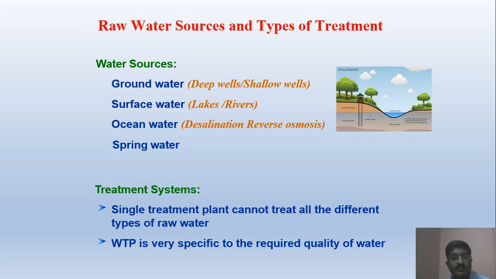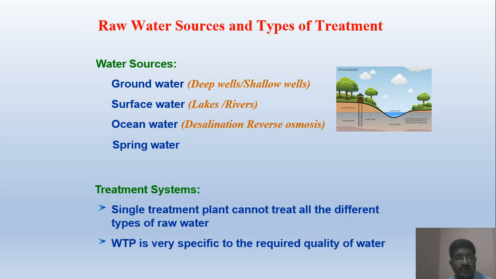The water sources that we have seen in general: groundwater, in which deep wells and shallow wells; surface waters, lakes and rivers; ocean water, where we can see the desalination or the reverse osmosis processes; spring water. Treatment system: a single treatment plant cannot treat all the different types of raw water. Remember, we have to decide the type of treatment to be given for a particular type of water.